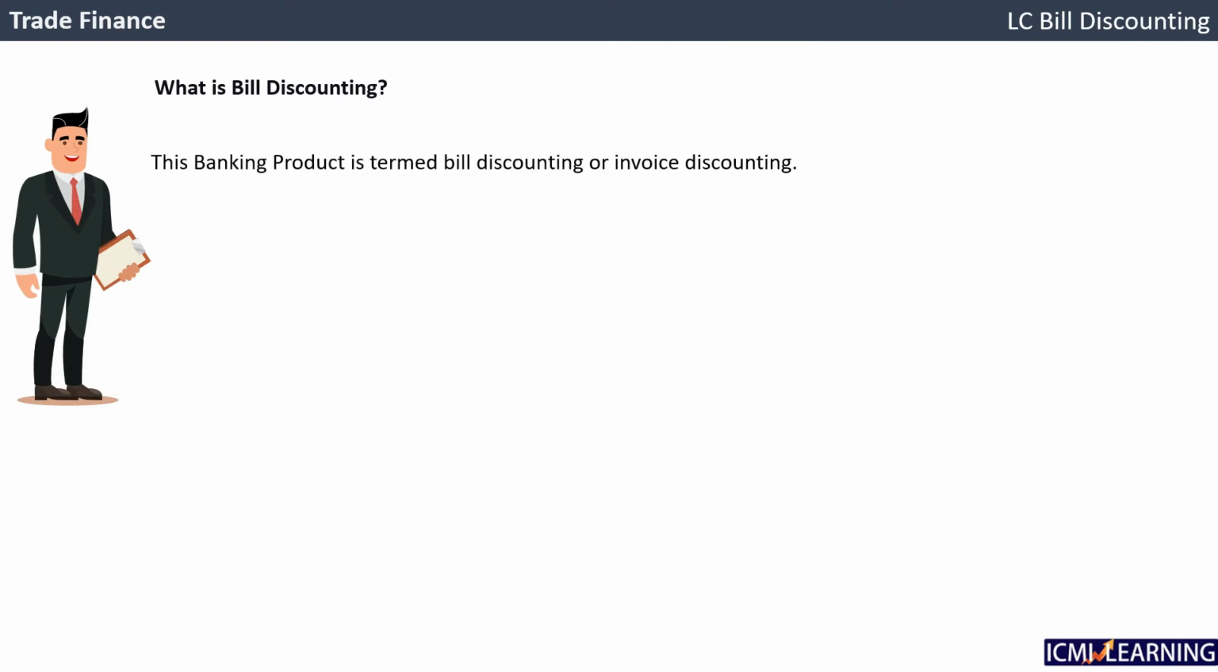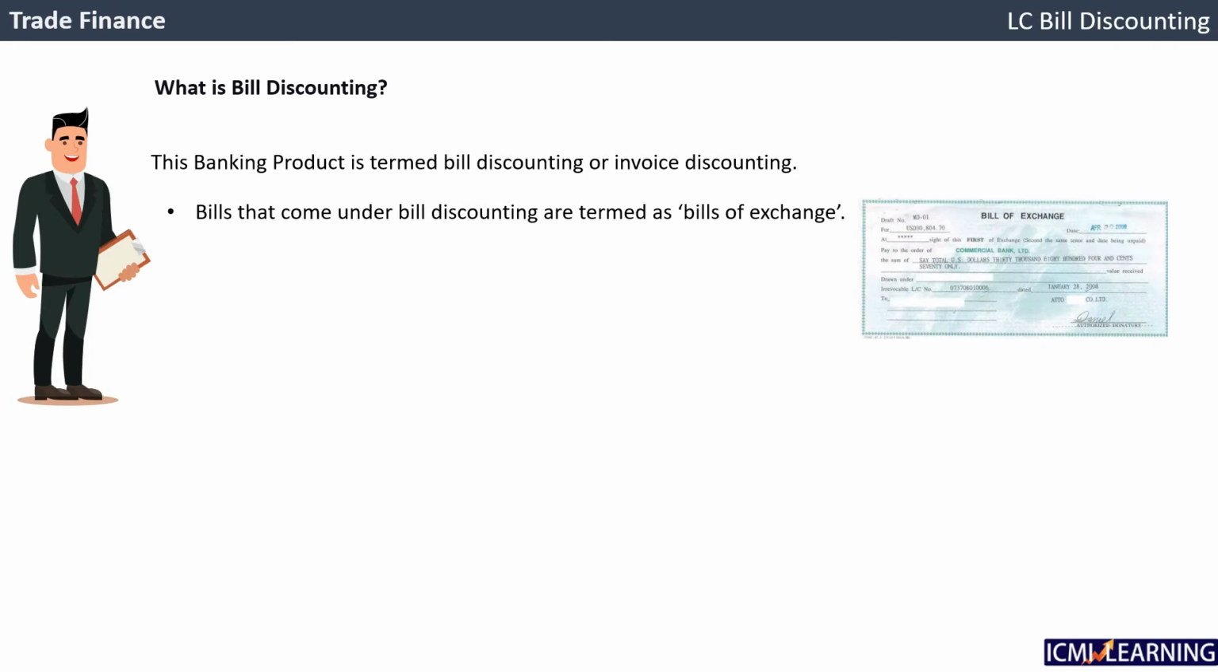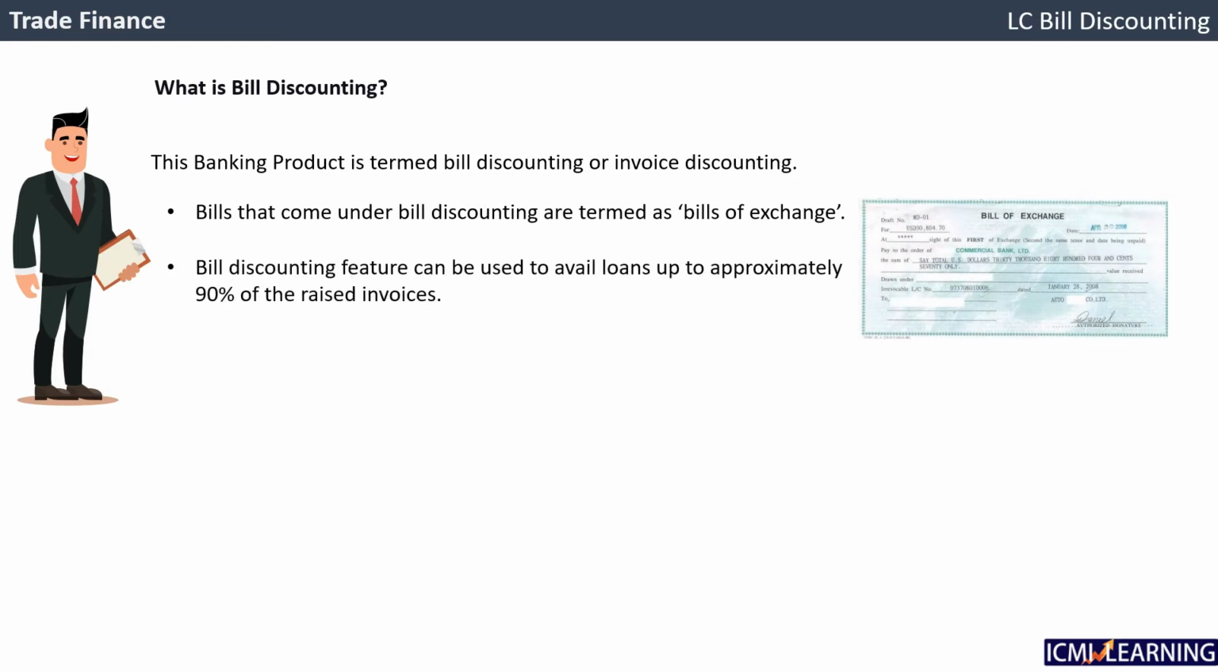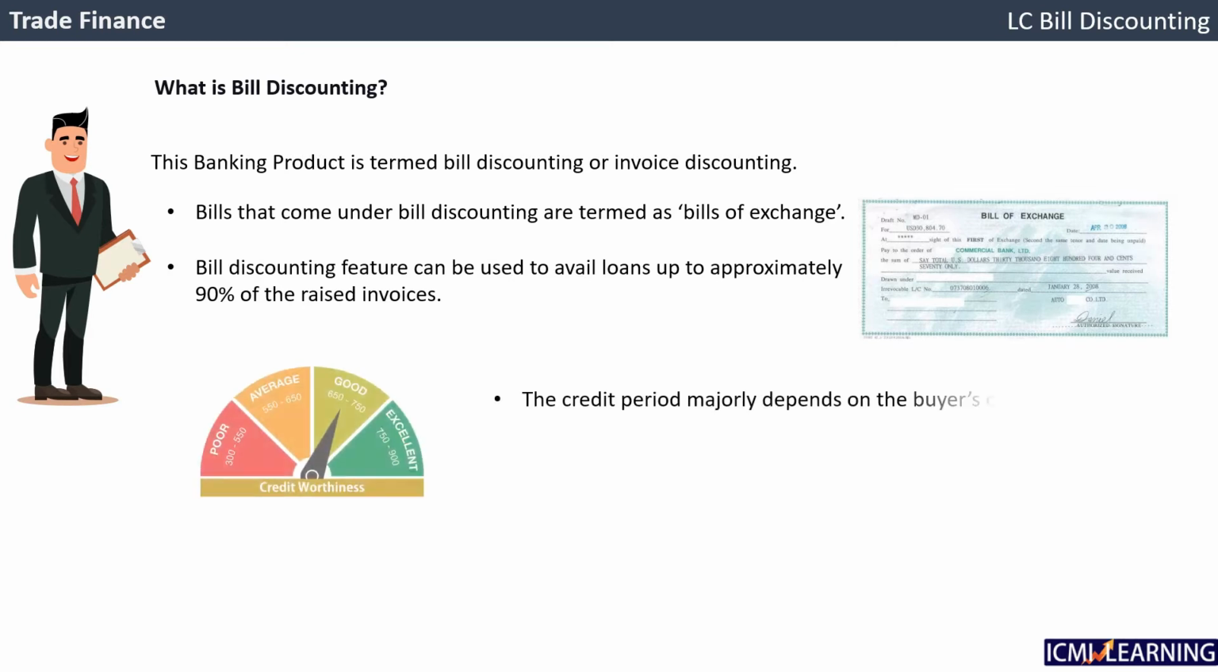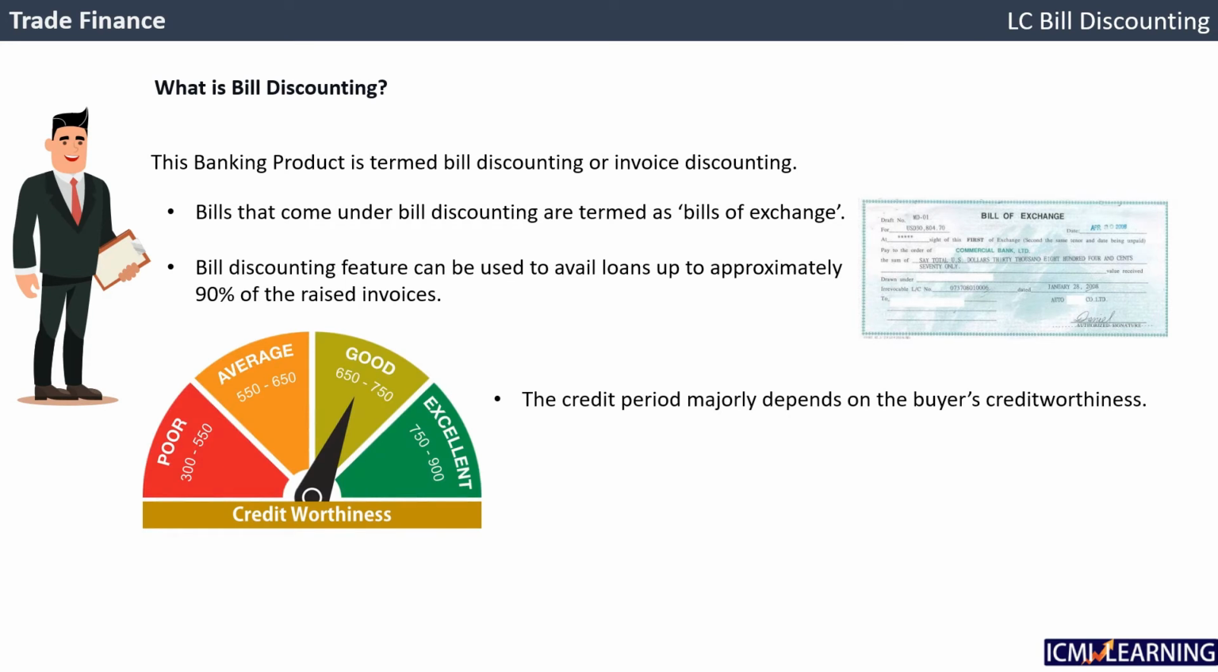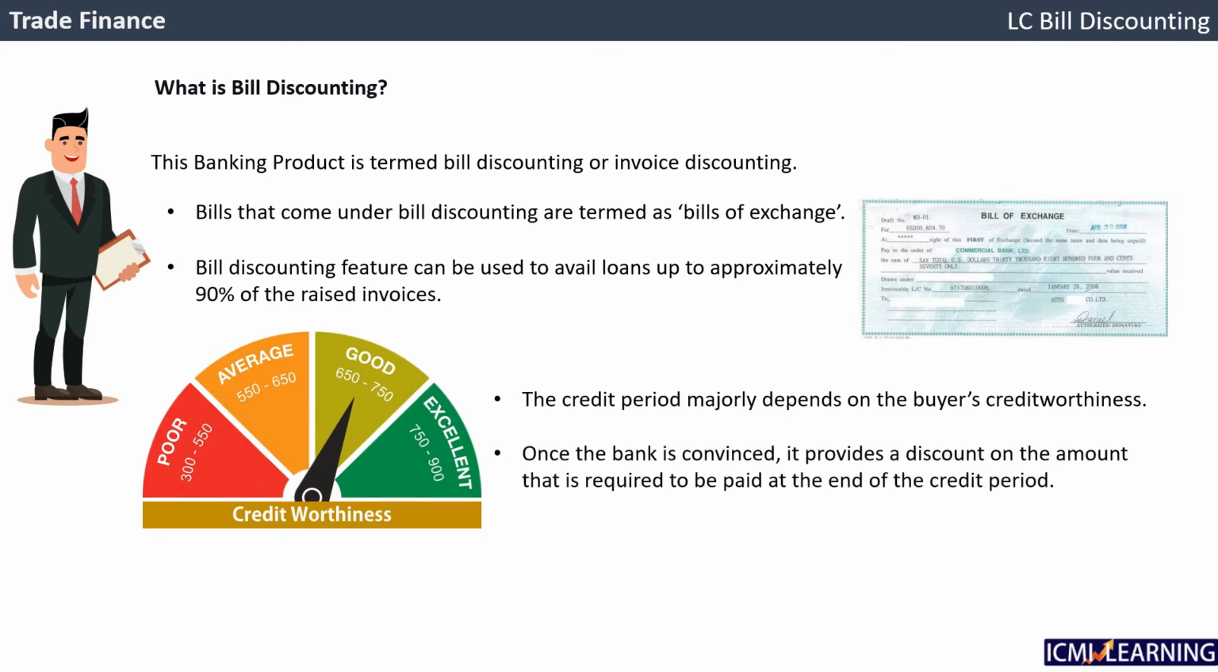This banking product is termed bill discounting or invoice discounting. Bills that come under bill discounting are termed as bills of exchange. Bill discounting feature can be used to avail loans up to approximately 90% of the raised invoices. The credit period majorly depends on the buyer's creditworthiness. Once the bank is convinced, it provides a discount on the amount that is required to be paid at the end of the credit period. LC bill discounting is a modified version of bill discounting.